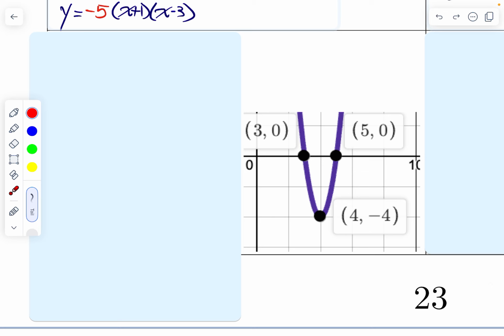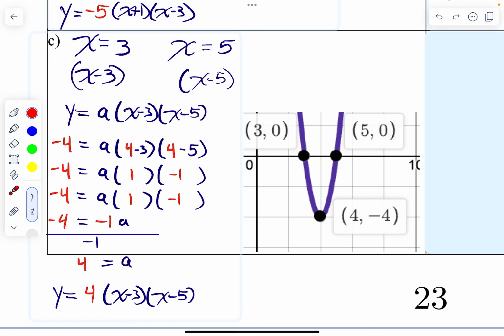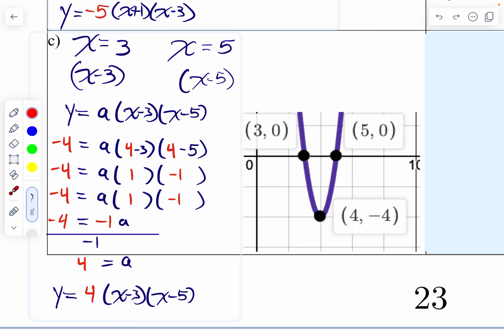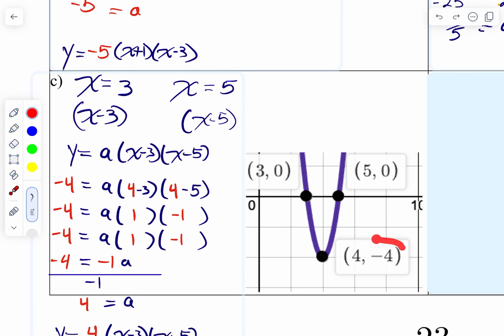So if we do this from a graph, again, we just have to remember to look for the x values of our x-intercepts, so 3 and 5. So I'll have x minus 3, x minus 5. Now I can write this where I don't know the a value and substitute in the point that I want it to go through. In this case, it's the third point I know. So it's this (4, -4). So if x equals 4, I replace x with a 4. And my y value of that third point is -4, so I make y -4.